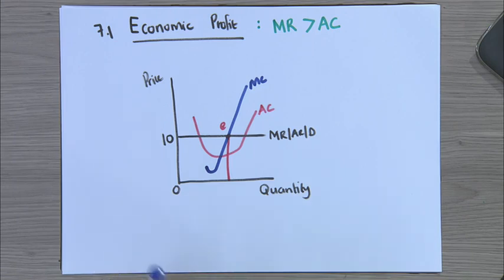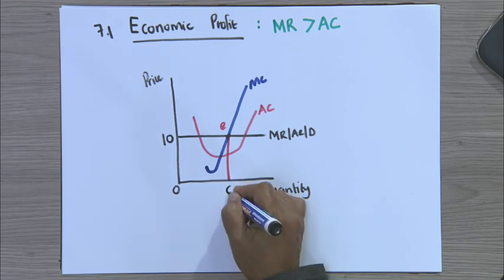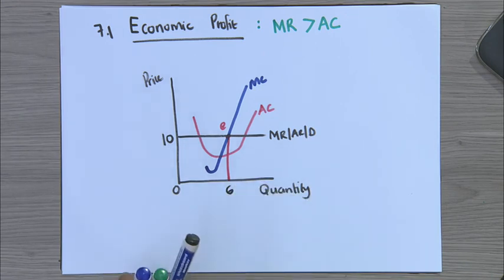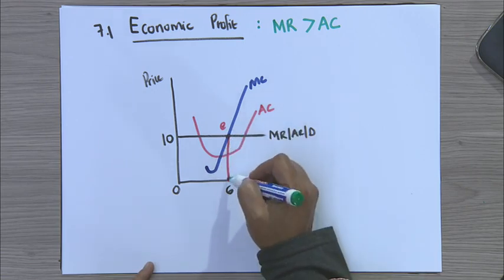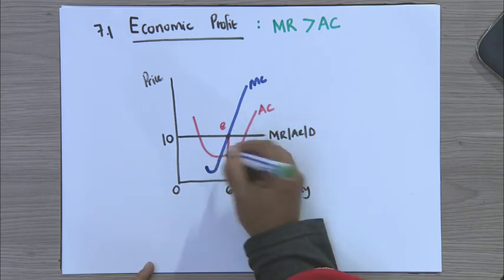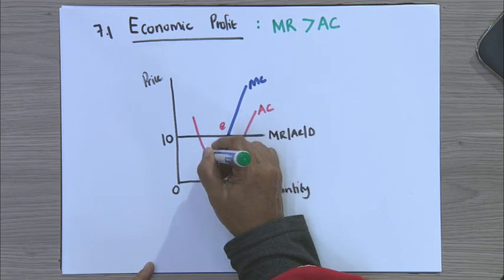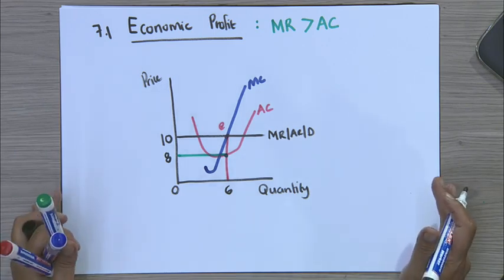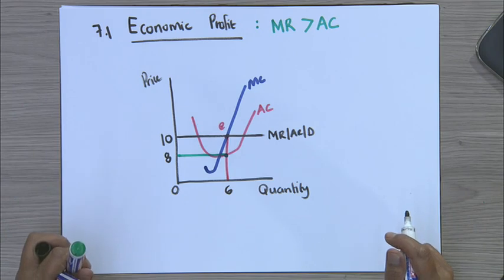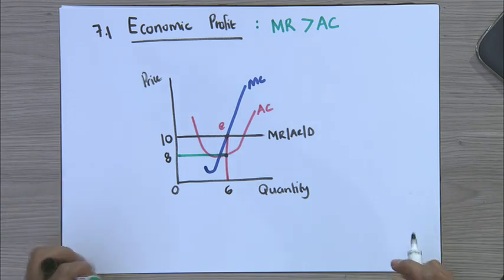So let's say this is 6 units. And now we must draw. So there's where AC meets that quantity line. I start at that point there and I go across, and that now represents my cost. So let's call that 8. Okay. So there I've now drawn my economic profit graph, because the question says with the aid of a graph.